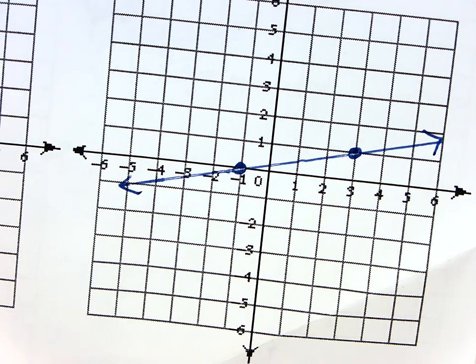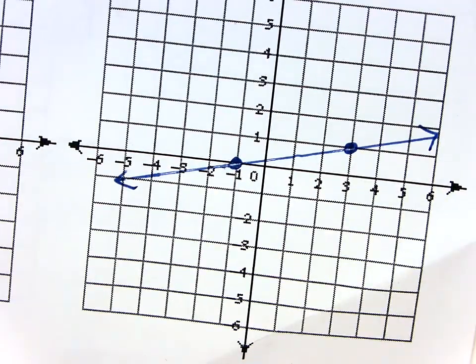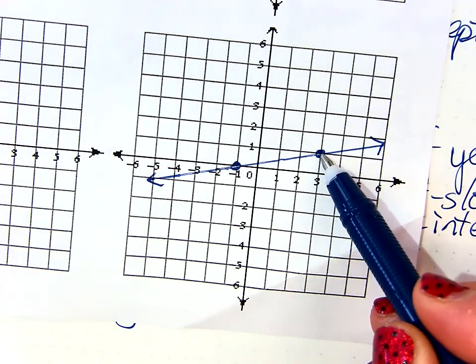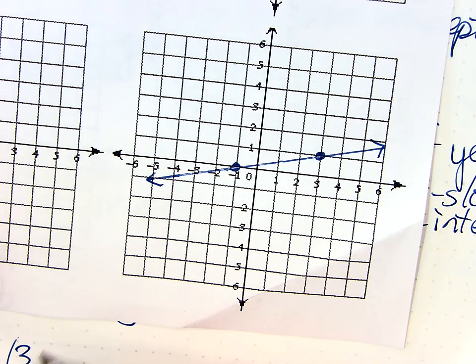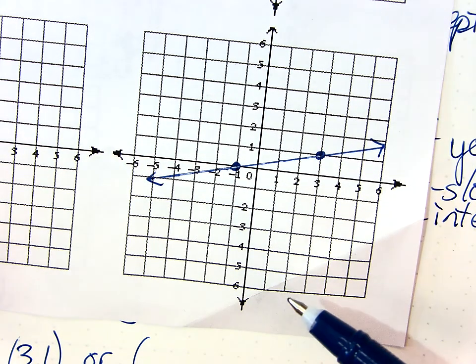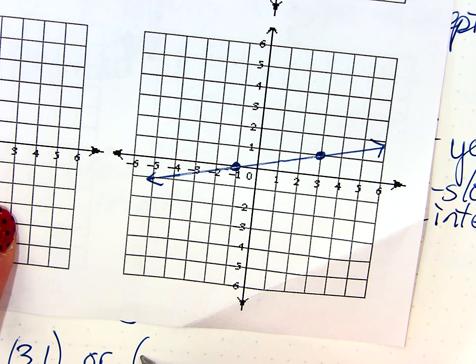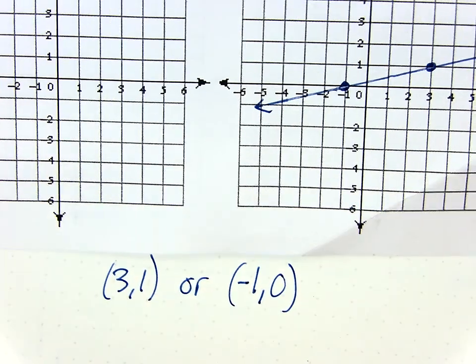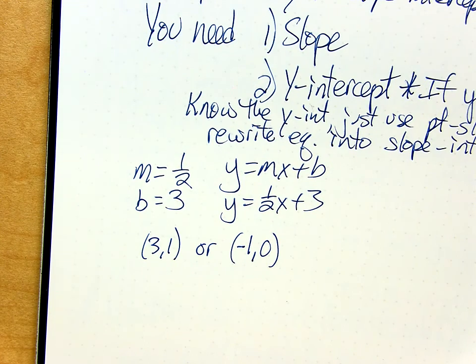Okay, so there are 2 points that you could have chosen from. What's this one? 3, 1. So you could have chosen 3, 1, or you could have chosen, what's this guy? -1, 0. Okay, so those are your 2 options right there, 3, 1 or -1, 0. Well, it doesn't matter, right? It's your choice. You're going to pick whatever you like.